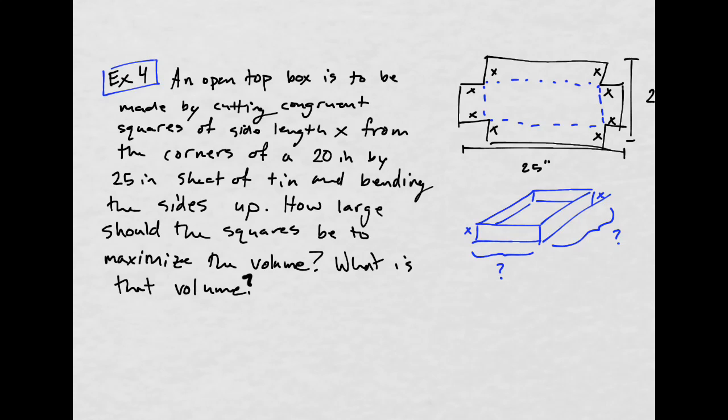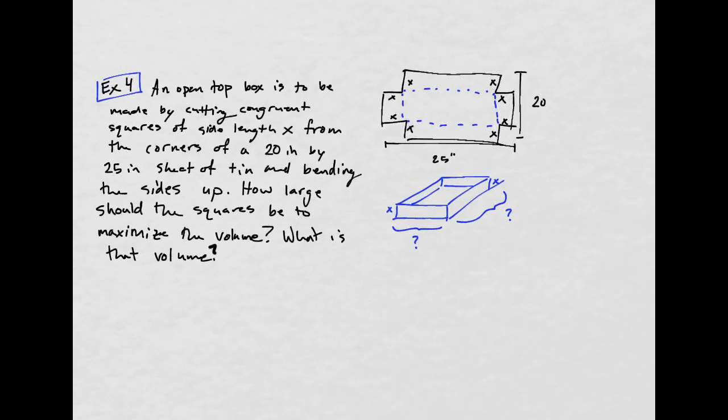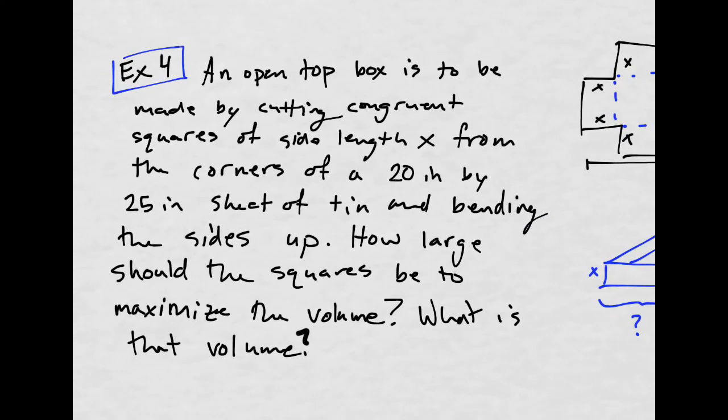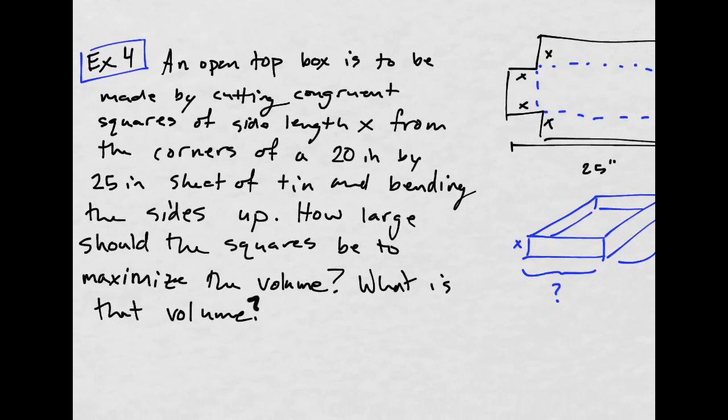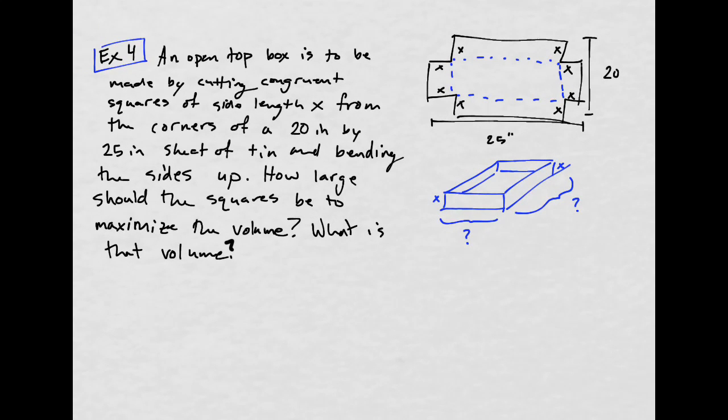All right, so let's see. I think I zoomed in poorly here. What are we doing? An open top box, so at the end it'll look like that, is to be made by cutting congruent squares. So that's this part here. That's what it's talking about. And what do we have? Well, what's our first step?